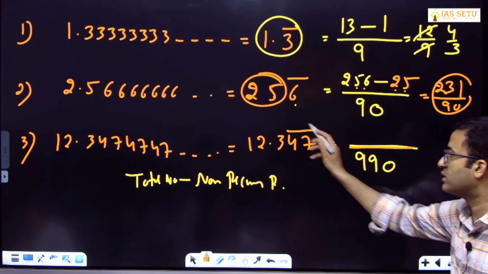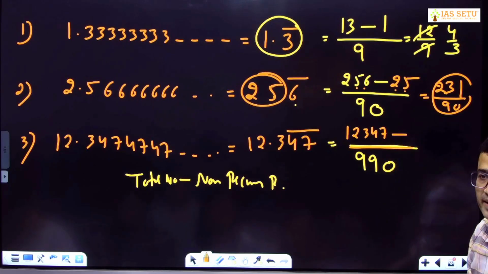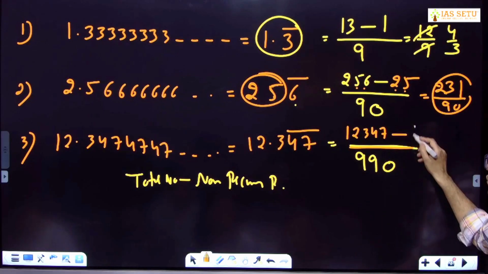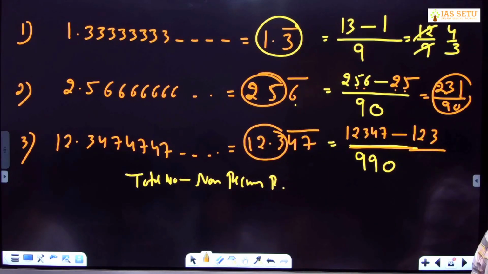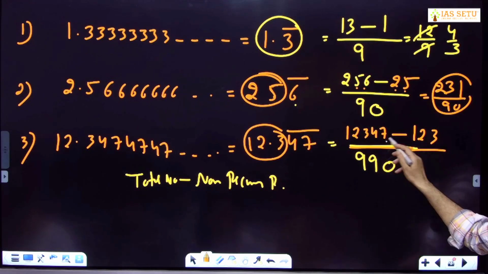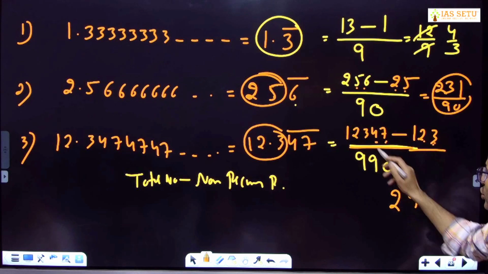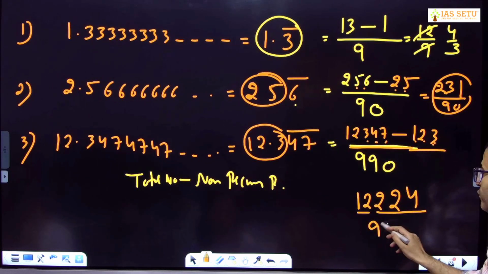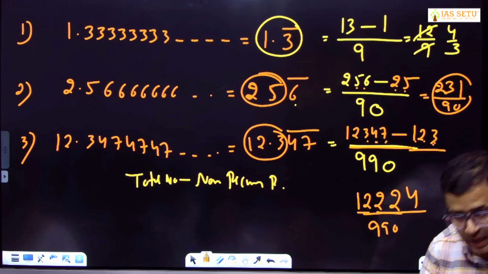I repeat, what is the total number? 12,347 minus, out of this which is non-recurring, 1 2 3 1 2 3. ये तीनों डिजिट जो है वो नॉन रिकरिंग है. So 7 minus 3 is 4, 4 minus 2 is 2, 3 minus 1 is 2. So it is 12,224 upon 990. Simplify, you get the answer. I take one more example.